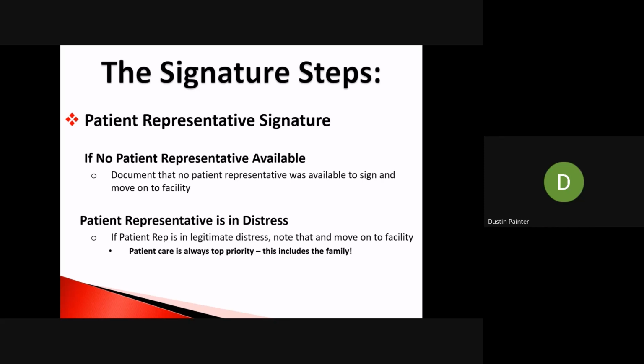If there's no representative on scene, you're going to just wait until you get to the hospital and get the receiving facility. If they're not under arrest and they're not booked, they can still sign on their own behalf. If they're under arrest and they're handcuffed and they are unable to sign, then you would just move on to the receiving facility.